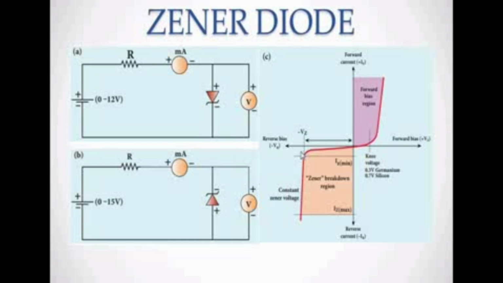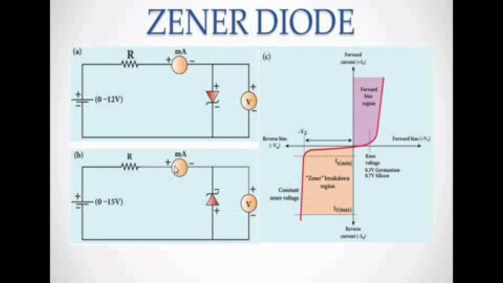In reverse bias condition, everything is the same. Only we are changing the polarity of the Zener diode. See here, positive is connected to positive. Now here, positive is connected to negative and negative is connected to positive. So this is the reverse bias condition. Forward means same polarity, reverse means opposite polarity. In the reverse bias condition, again the applied potential is gradually increased.